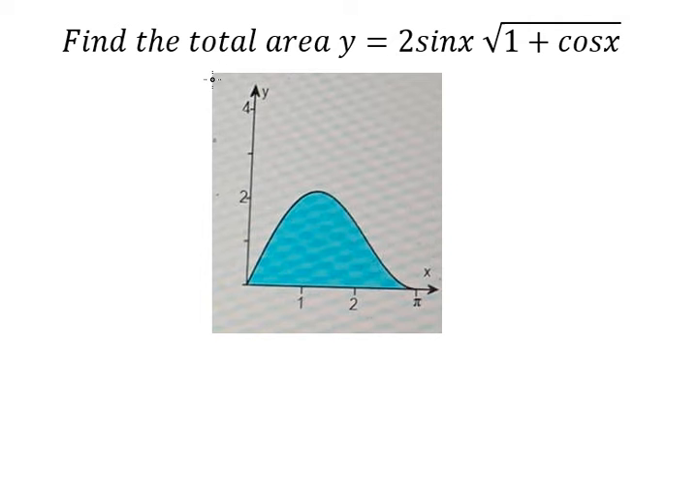So we need to find the total area of y equals 2 sine x times the square root of 1 plus cosine x. So now I will show you how to answer. We need to set up the integration. So we have A, the area, equals the integration. We see that this is from 0 to b. So that should be from 0 to b.